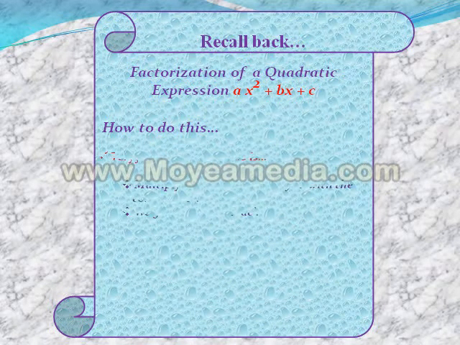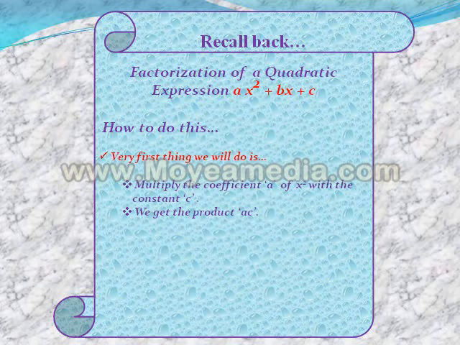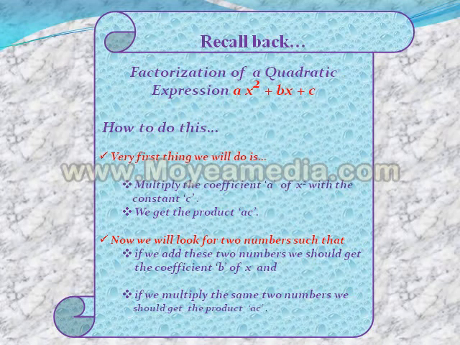this quadratic expression is that we are going to first multiply the coefficient of x squared, a, with the constant c, and we'll get the product ac. Then we are going to look for two numbers such that the first condition is when we add these two numbers we should get the coefficient b of x, and when we multiply the same two numbers we should get the product ac. That is kind of a recap, and we've done some examples in the previous lectures now.